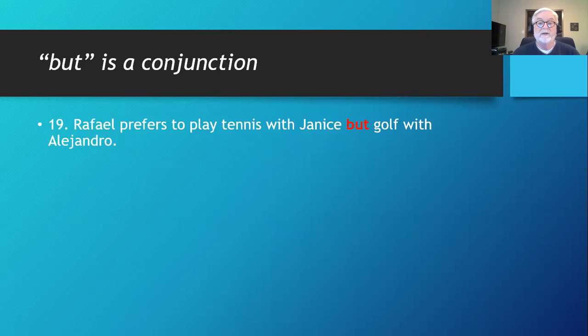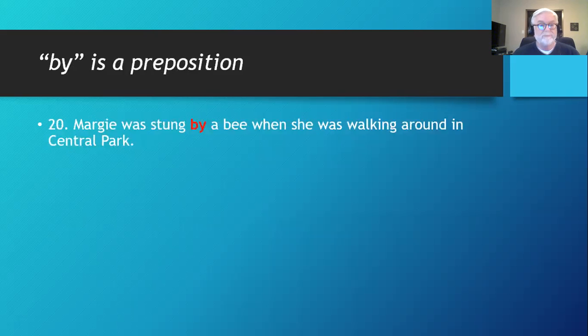Rafael prefers to play tennis with Janice, but golf with Alejandro. The word but, along with and or, is a classic conjunction. 20, Margie was stung by a bee when she was walking around in Central Park. By is one of our numerous prepositions in English.